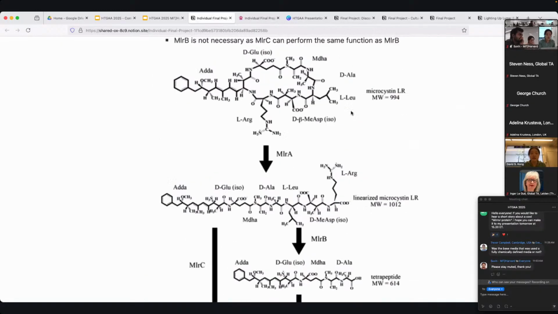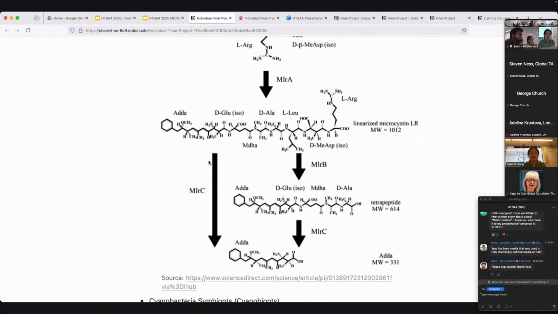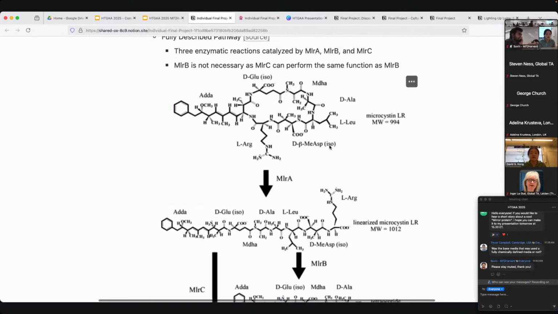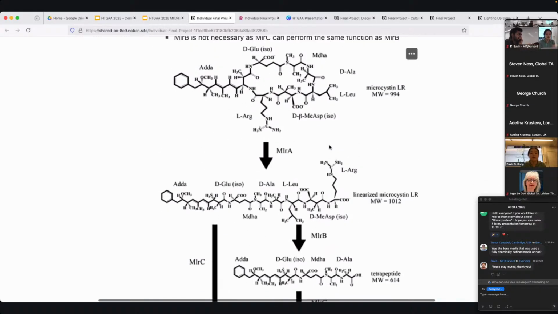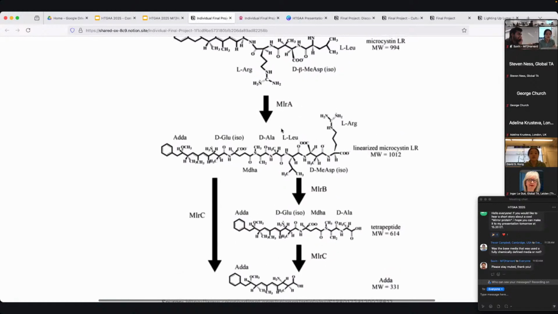So in the pathway, we can see that the ring structure is cleaved, and then the linear structure is further cleaved into smaller molecules through a series of enzymes. And this pathway is encoded by the mlr gene cluster. And for this project, I'm focusing on the mlrA and mlrC genes.